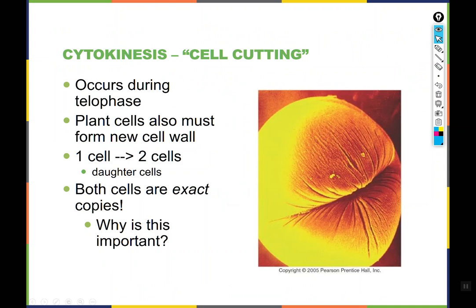And plant cells also have to form a new cell wall. So we saw that in the last video that I made, where the Golgi vesicles align at where the metaphase plate used to be, and they end up helping to form the new cell wall. But in animal cells, it's a little simpler. You just get the contractile ring of microtubules forming the cleavage furrow, which you can see here.